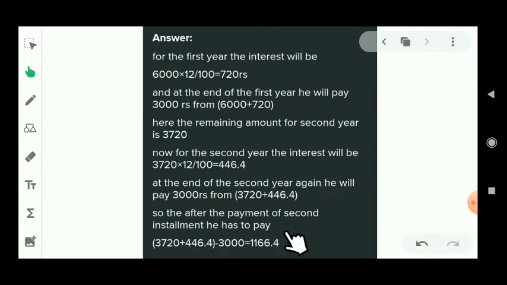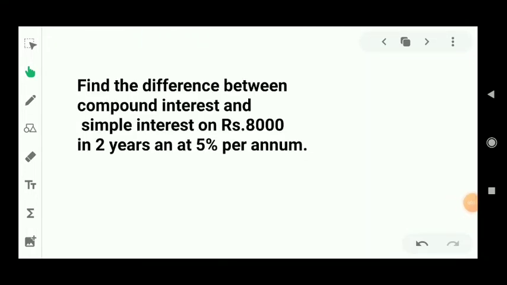That means 3720 plus 446.4, and after adding it we have to subtract 3000, because in each and every year he paid rupees 3000. That means when we solve it, its value will be 1166.4. Let's see the next question.